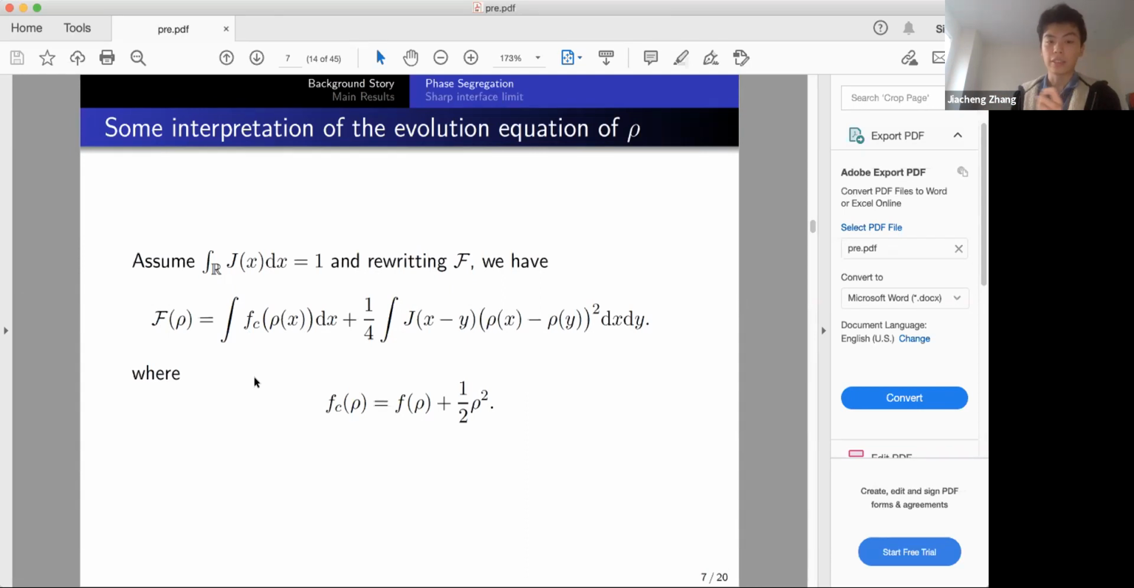But in our case, since we have a phase segregation, we assume fc has two global minima, let's call them rho minus and rho plus. Either way, rho equal to one of them will give us a minimum of this F of rho. Therefore, to have a stable version of this energy, rho will at one side be very close to rho plus, and at the other side very close to rho minus.